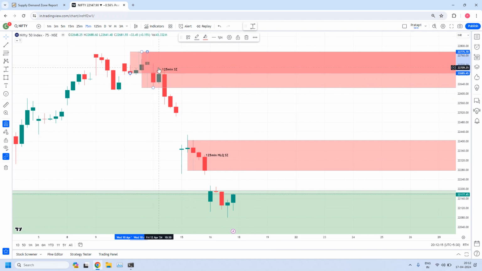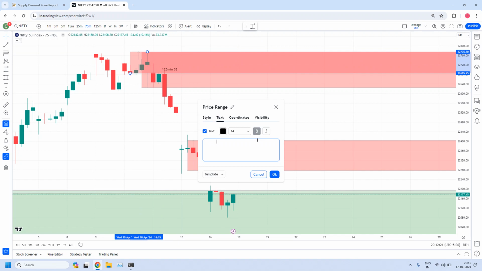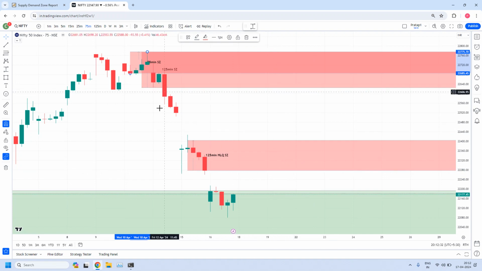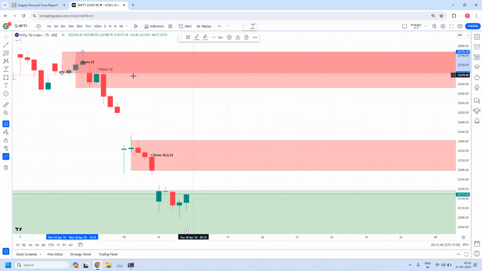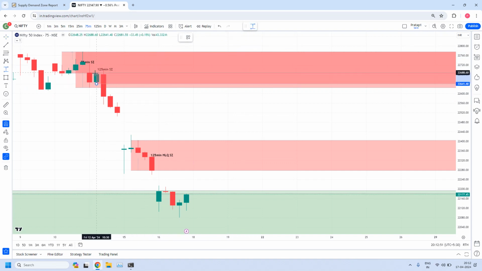The same only, but risk is changed. So this is a 75 minute supply zone, a normal supply zone. And below that we have one more supply zone, that is 12-4, 9-15, 1 base candle. The same thing, 12-4, 9-15, 1 base candle, again a drop. That means the 75 minute supply zone is having two 75 minute zones.